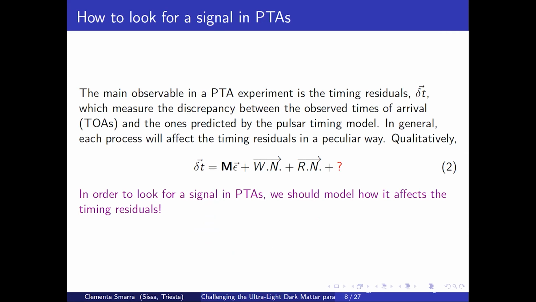Once we have modeled possible deviations from the best fit parameters, white noise or red noise, we still have something that we can look at, and that hopefully will give us some info about dark matter, stochastic gravitational wave background, etc. So the main message that I want to convey is that in order to look for a signal in pulsar timing arrays, we should model how it affects the timing residuals.